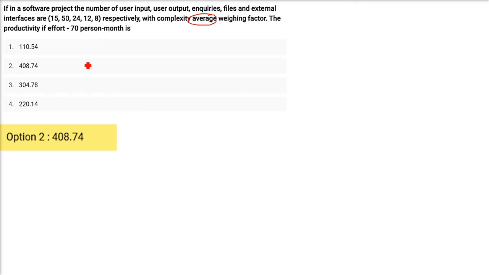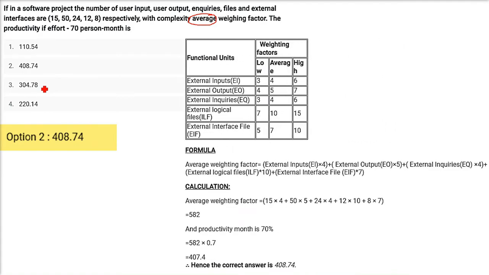Now I'll just tell you how to do this, because we are going to use function point analysis here, FP analysis. How do we do this? We have to find out the input domain functional units. Since this is already given, EI, EO, EQ, ILF, EIF are 15, 50, 24, 12, 8. Now the weighing factors are already given, so you have to use the average, the middle column. Take 15 till 8, multiply them one by one and add them. That is going to be your final function points.